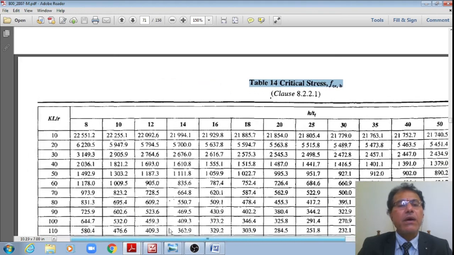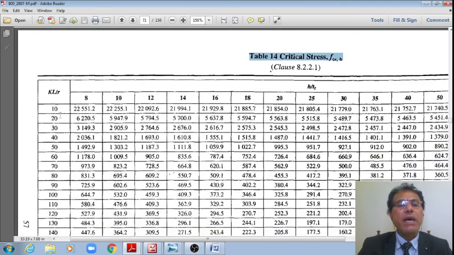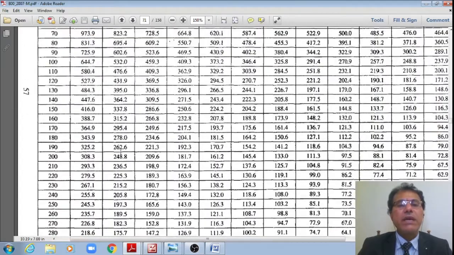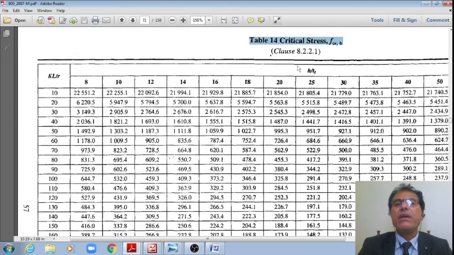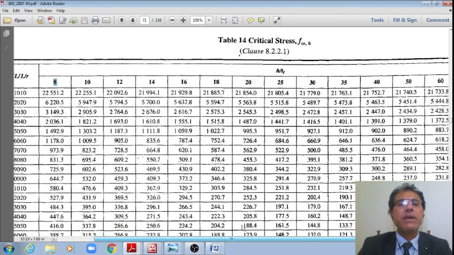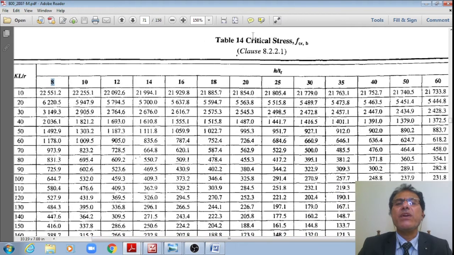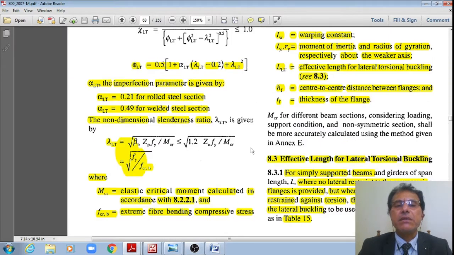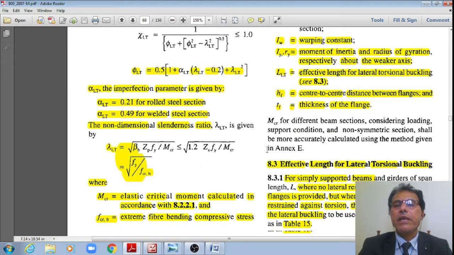where for a different slenderness ratio KL by r, starting from 10 to a maximum value of say 300, for different h by tf varying from 8 to a maximum value of 100. Therefore, if you know this h by tf and if you know the slenderness ratio, then you can find out the critical stress FCRB, right? Now let us see the next one.